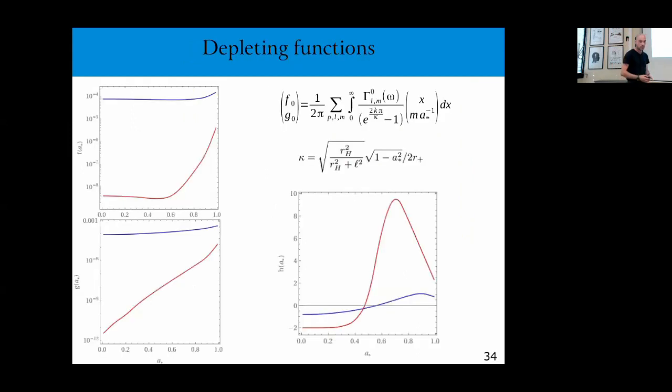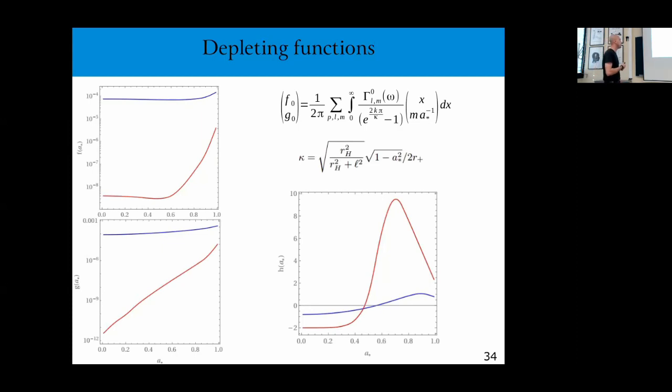So if one calculates this depleting function, and compares the Kerr solution with the Kerr black bounce, here in blue and red respectively, some differences emerge. First of all, a difference in the order of magnitude. This difference is due to the differences in the surface gravity because of the presence of the regularizing parameter, but also a difference in shape, which generally comes from the greybody factor. And this is true for the depleting function of the mass and of the spin.